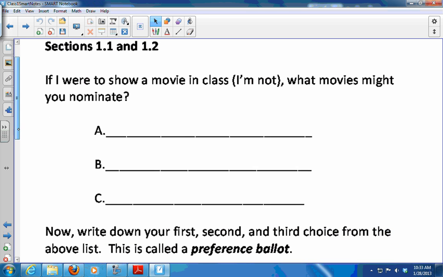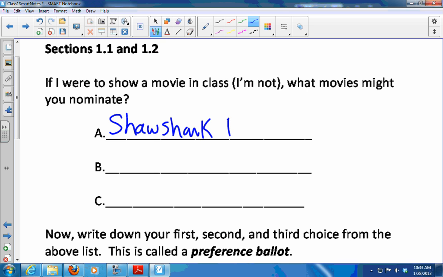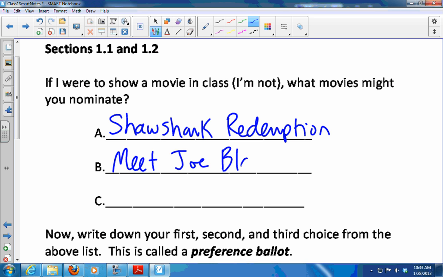So let's start out with a simple vote. Let's say I was going to show a movie in class. I'm not, but let's say I was going to show a movie in class. Give me 3, somebody nominate a movie that you'd like to see. Shawshank Redemption. Meet Joe Black. E.T.